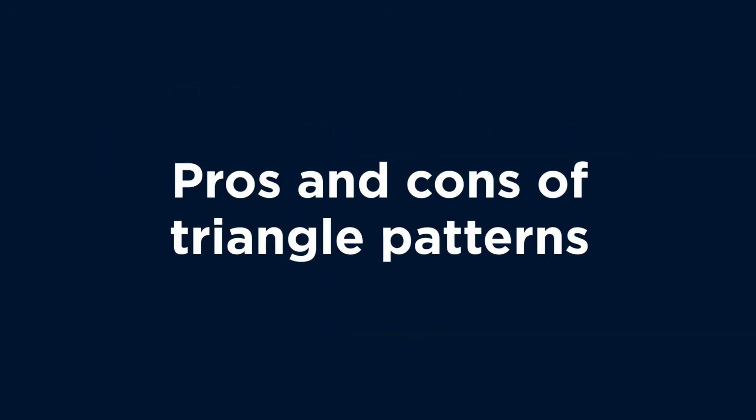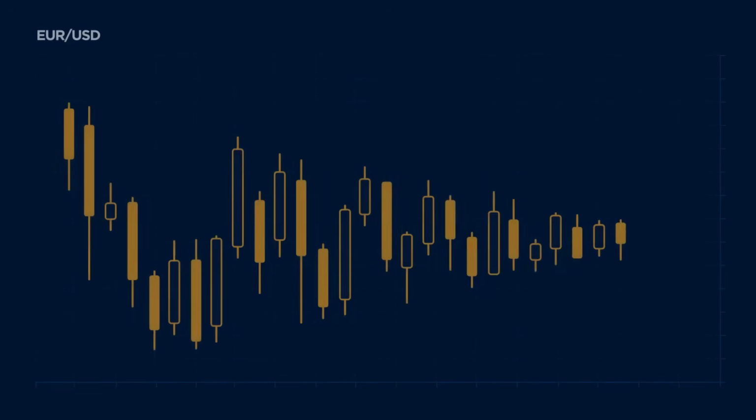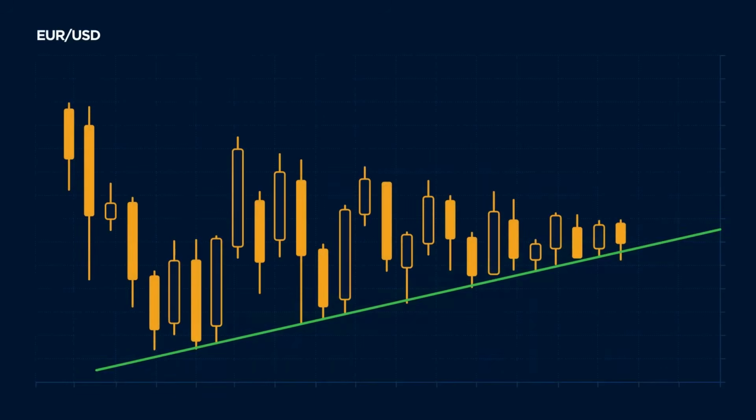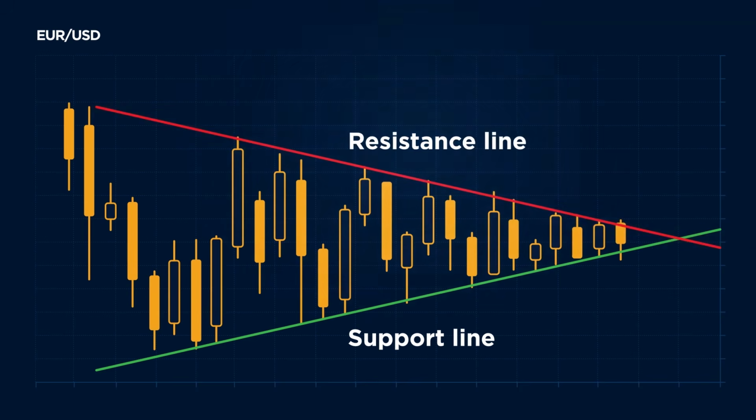Pros and cons of triangle patterns. The drawback of triangle patterns is that they don't always indicate the price trend. Nevertheless, triangle patterns provide vital information. Whenever the price reaches its right-hand corner, the breakout is inevitable.